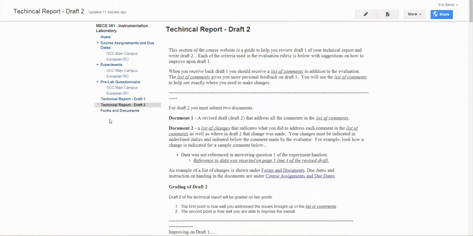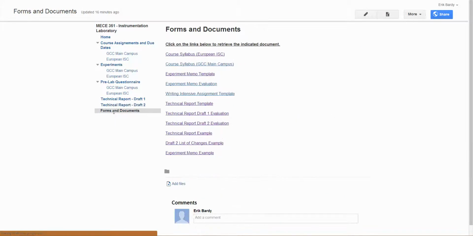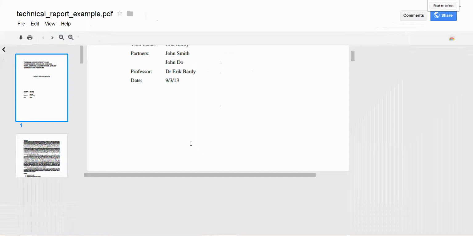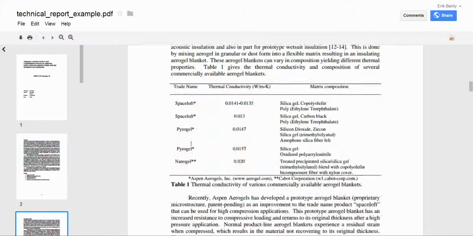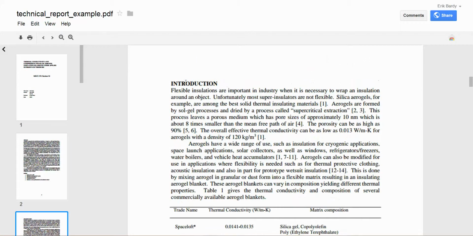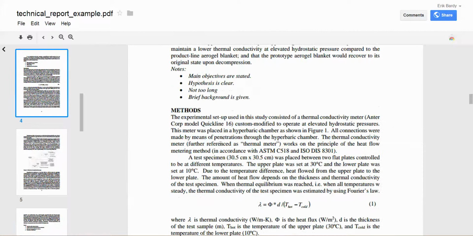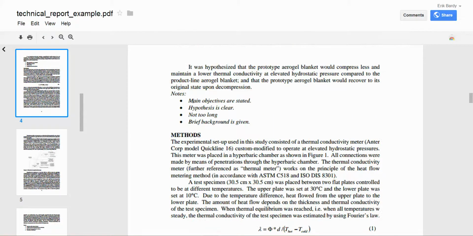And then finally, of course, if you go under Forms and Documents, under Technical Report Example, there is an introduction written for a study that I did a number of years ago. Let's just scroll down. You can see the introduction here, background, then my hypothesis is stated, and then there are notes here where I note a few things that are important to look at. Main objectives are stated, the hypothesis is clear, it's not too long, and a brief background is given. So that's all the material.